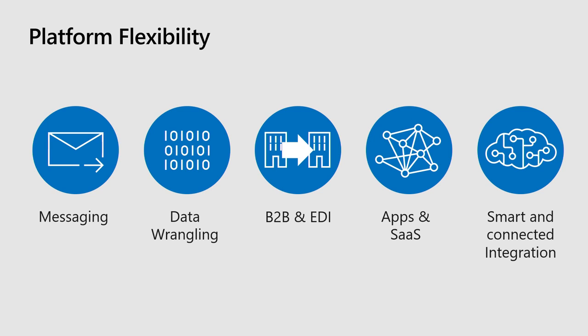Then we have data wrangling, just this capability of being able to change the shape of something, take data in one shape and massage it and change it, enrich it, and turn it into something else so I can send it to a downstream system and make this stuff talk together. B2B, as I mentioned, an EDI, and then apps and SaaS, and then this smart connected integration. I'm going to show a little bit of this today in terms of some new capabilities that we've recently released that we now have connectivity to as well.